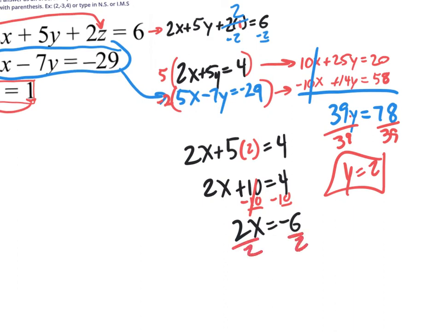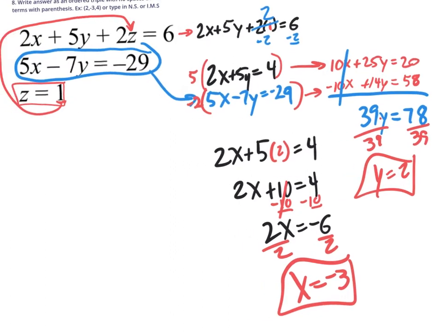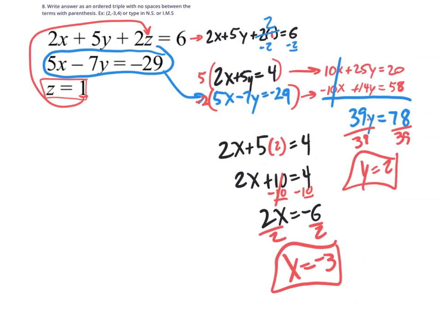Divide by 2, divide by 2, giving you x equals negative 3. So what we have here, guys, is the x value, negative 3, the y value of 2. We still need the z value. No, we don't, because they originally gave us the z value of 1. So our answer as an ordered triple would be negative 3, comma, 2, comma, 1.